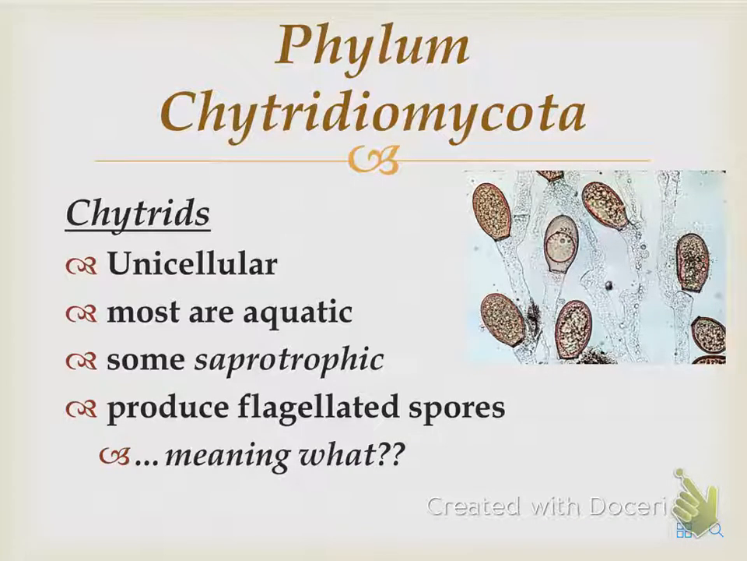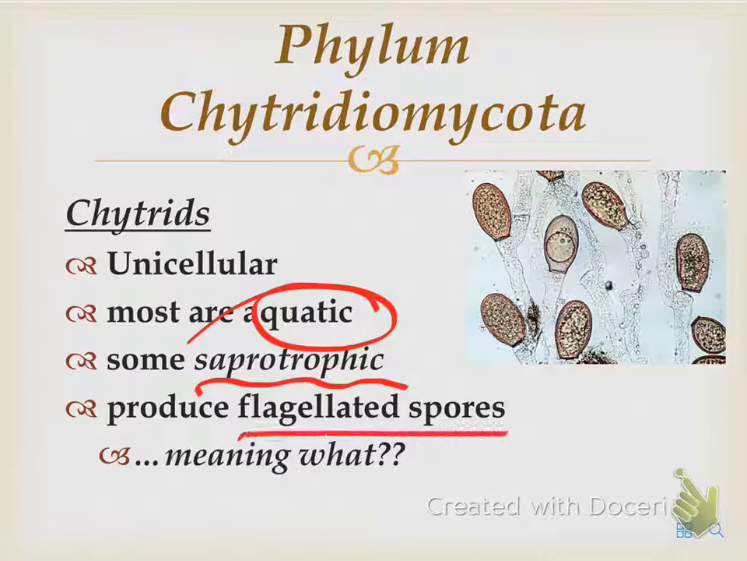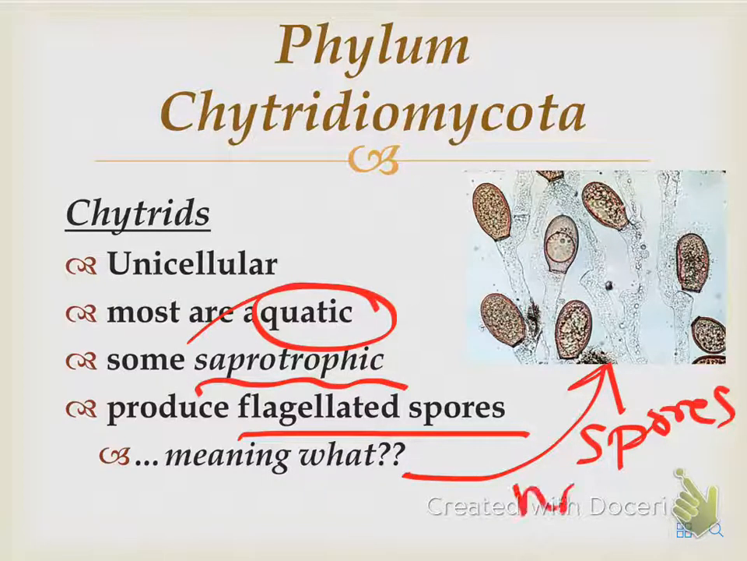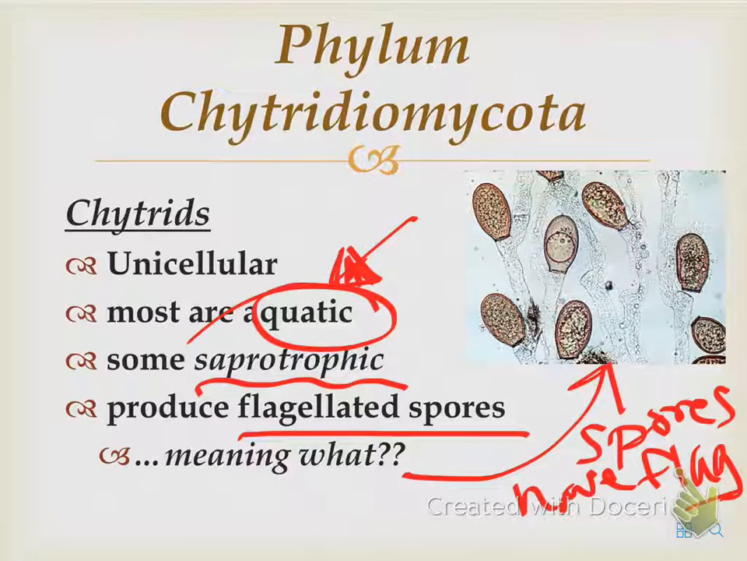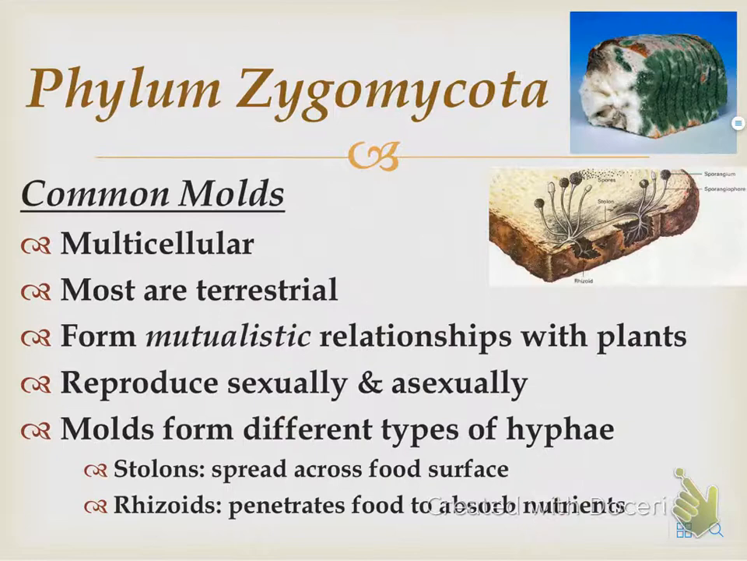So phylum the Chytridiomycota, these are your chytrids. They're aquatic, they can be saprotrophic, and they use flagellated spores, which means, as you look in this picture, their spores have flagella, which help them swim. So the spores have flagella, but when they're aquatic, that's how their spores have to move. They can't blow away with the wind.